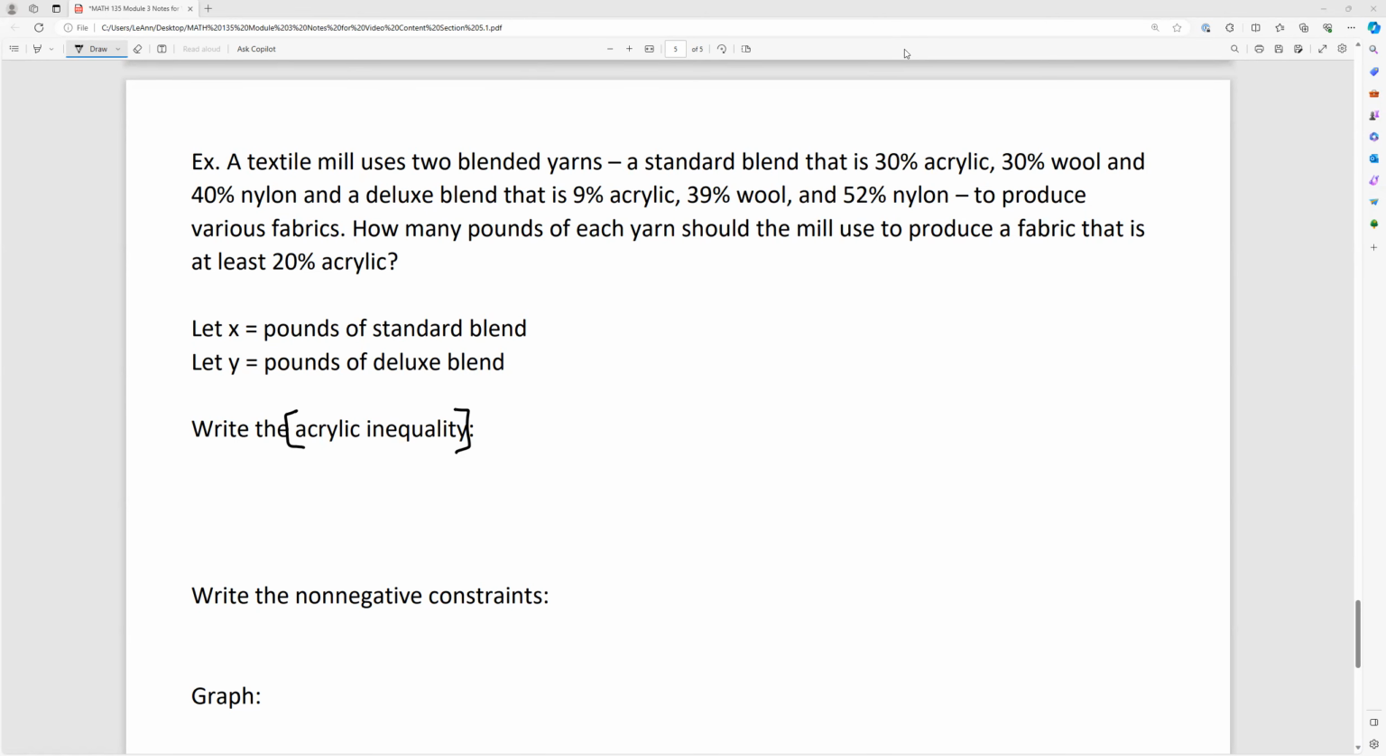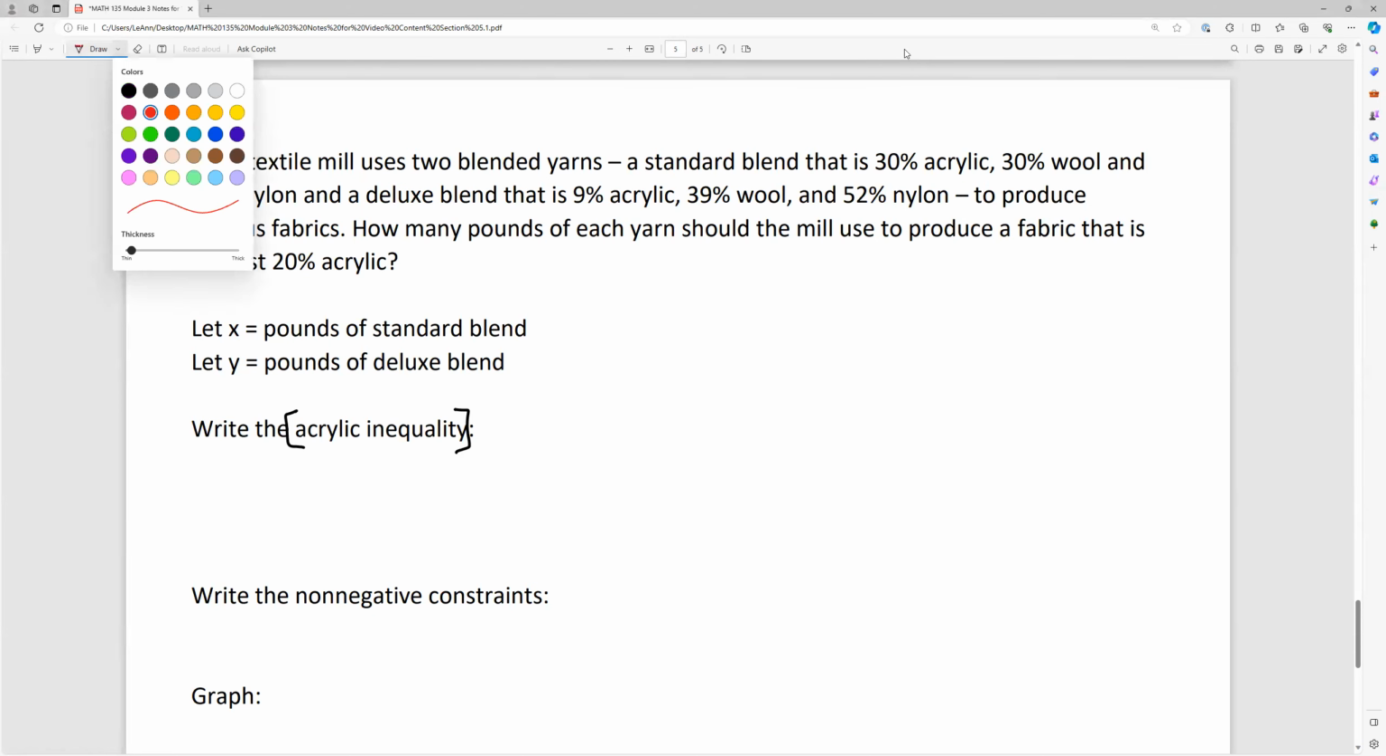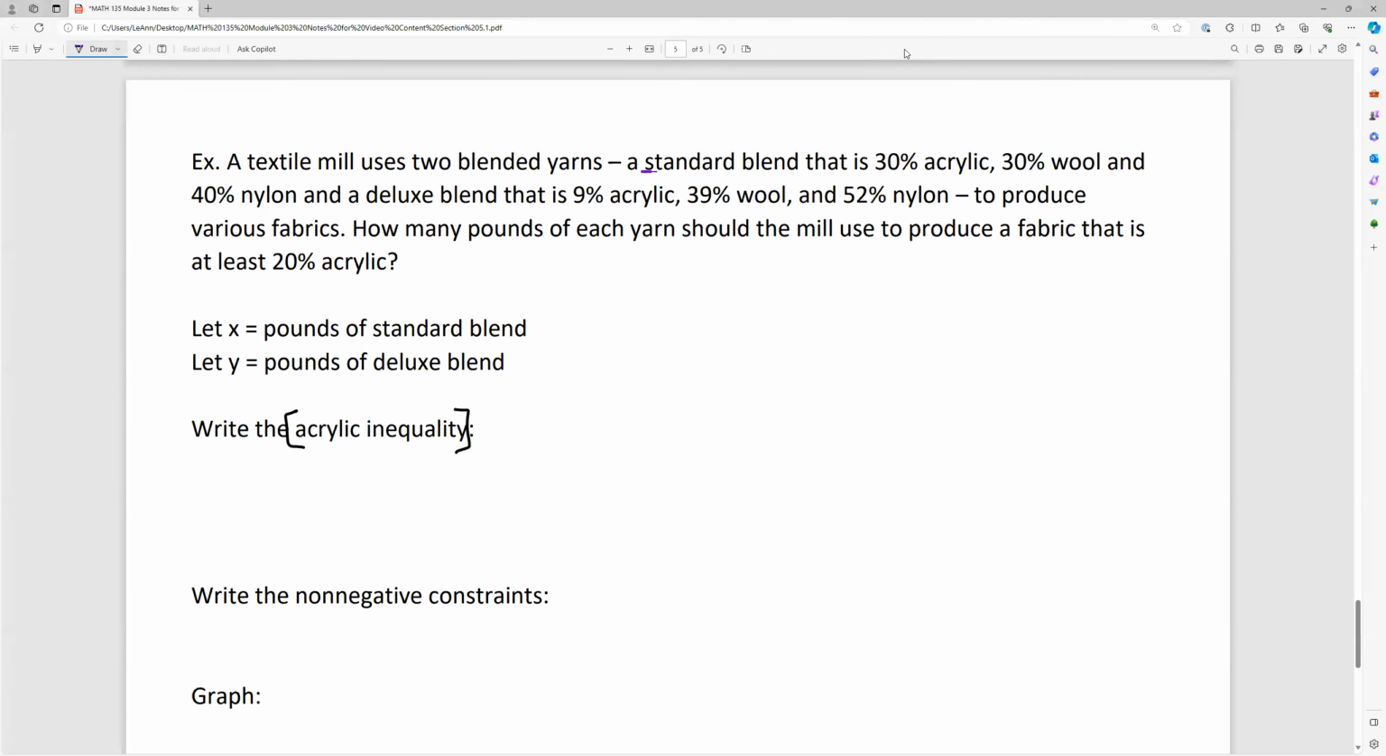Another thing to note is that these are percentages. A percent cannot just function by itself. It's a percent of something. So when we're writing this, you have to be really careful about the total amount on the right-hand side. I'll show you what I mean. I'm going to underline the parts that are relevant. The standard blend is 30% acrylic. The deluxe is 9% acrylic. And we want our total pounds, the amount we're going to use, to be at least 20% acrylic.